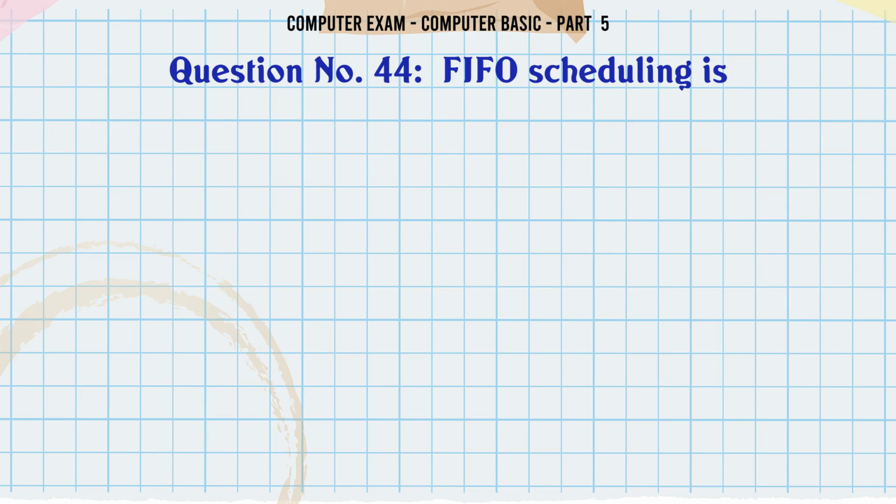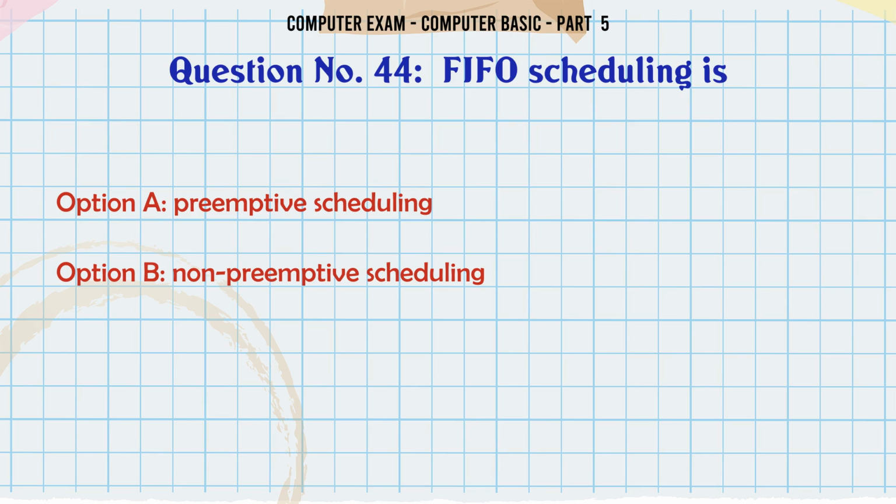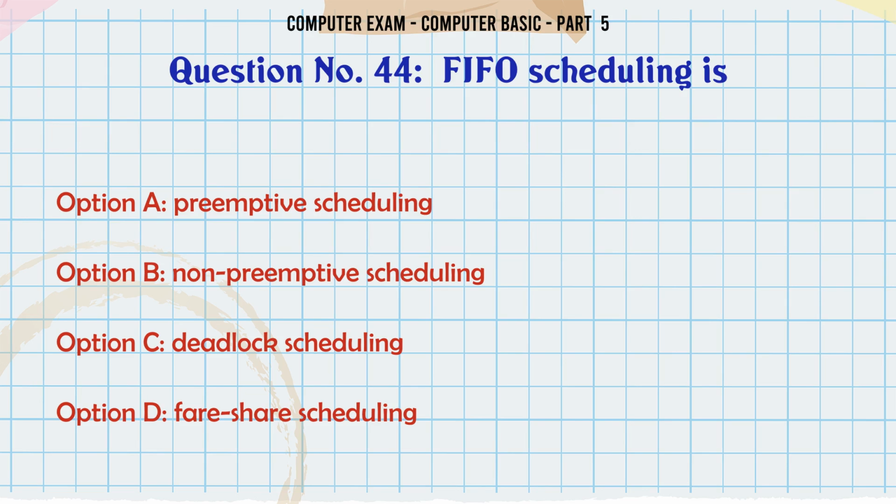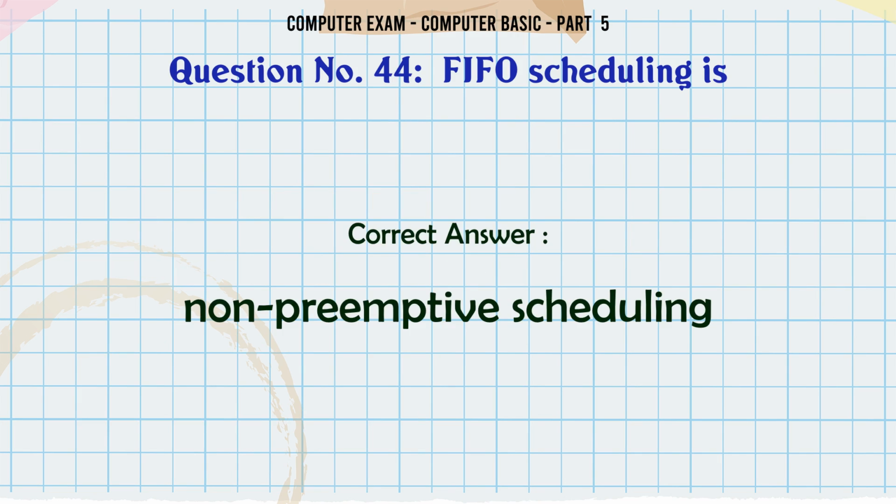FIFO scheduling is A. preemptive scheduling. B. non-preemptive scheduling. C. deadlock scheduling. D. fair share scheduling. The correct answer is non-preemptive scheduling.